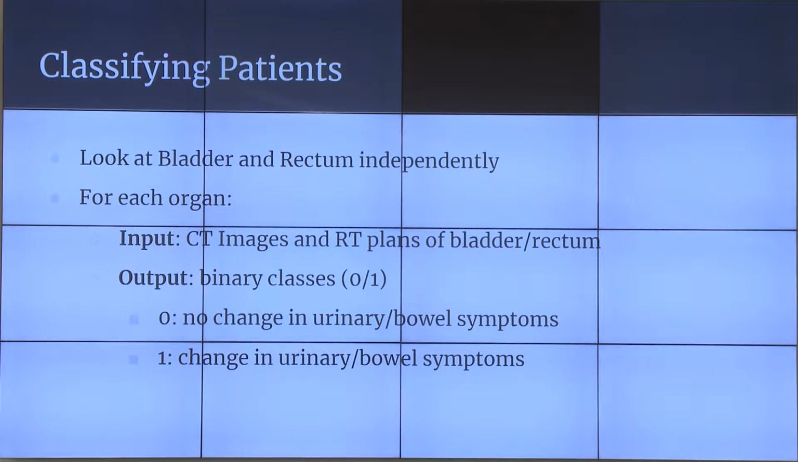First, we had to classify our patients between those who had a significant change in symptoms and those who did not. So we looked at the bladder and rectum independently, and for each organ in our prediction model, we intended to have CT scans and radiation plans for either the bladder or the rectum as the input, and then we wanted the output to be a binary class that would predict whether or not that patient had a change in symptoms over the course of treatment. So the output would be a binary class, 0 or 1, 0 indicating no changes in symptoms, and 1 indicating a change in symptoms.